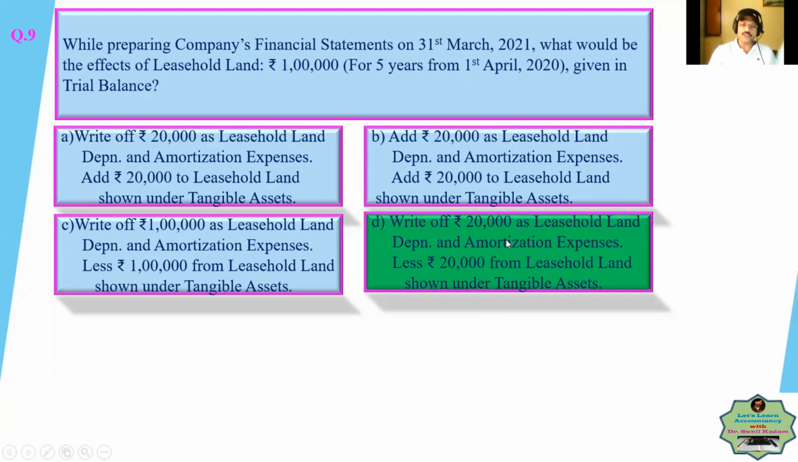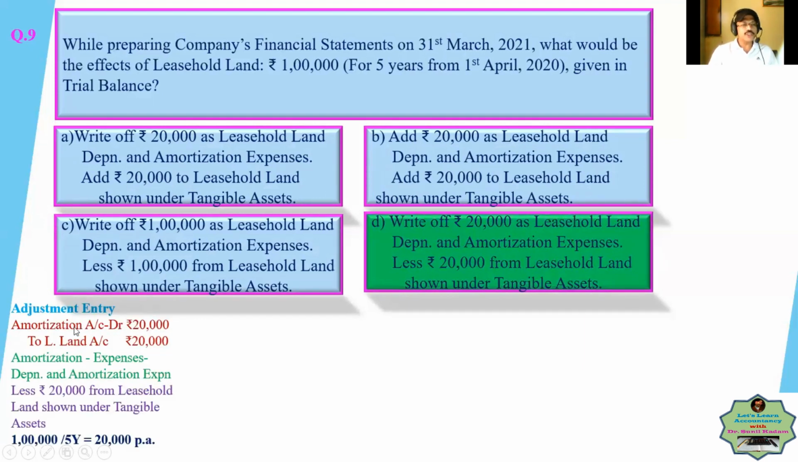Therefore, leasehold land is written off. It is amortization of that particular tangible asset. Therefore, it will be charged. And the second effect, it has to be deducted from the gross worth of that particular tangible asset, less depreciation. Then the net block will be shown in the upper column. That's why 20,000 would be deducted. Why 20,000? Let's check that.